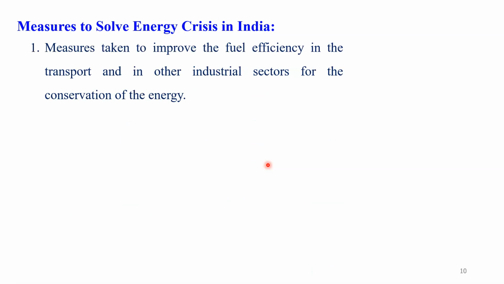The first, which is very important, is measures taken to improve fuel efficiency in transport and in other industrial sectors for the conservation of energy. This is very important. You know that, student, fuel efficiency is very important. If you are able to improve this fuel efficiency, specifically I'm talking about the transport sector and industrial sector, then definitely we can minimize the intensity of the energy crisis. Therefore, this is a very important measure to control the energy crisis.